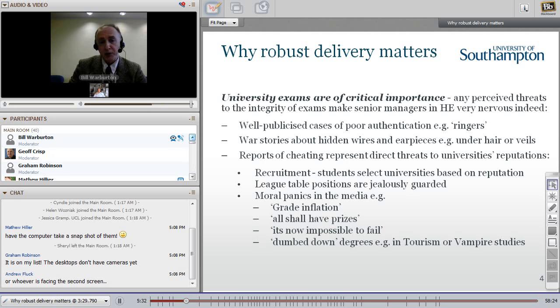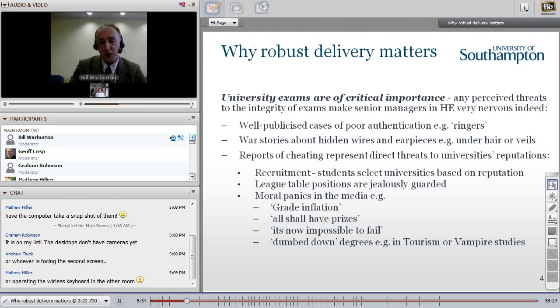League table positions, particularly in the UK, and I think increasingly elsewhere also, are jealously guarded. People watch very carefully whether they've moved up or moved down on the latest set of league tables, which set of league tables indeed is a bit of a hot topic, which ones matter, which ones carry less authority.